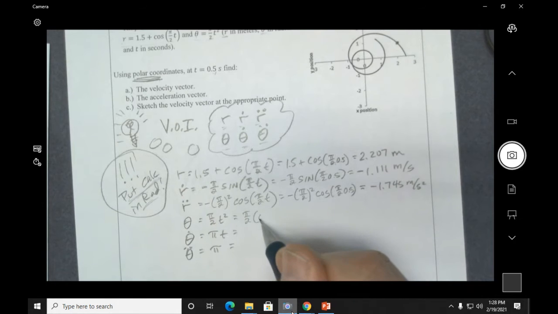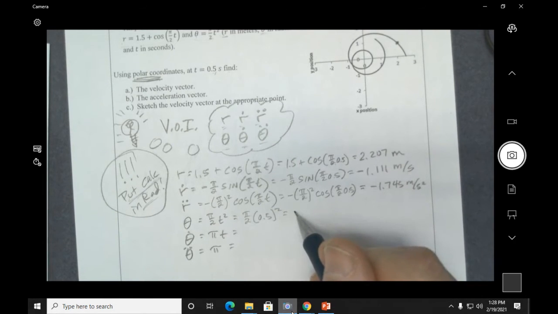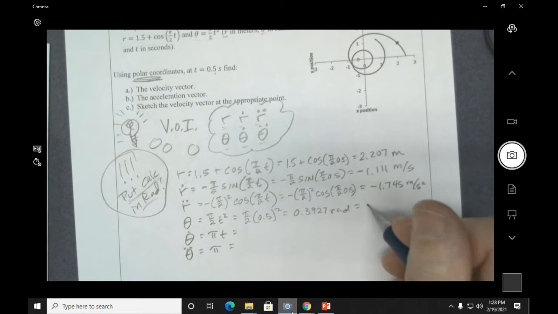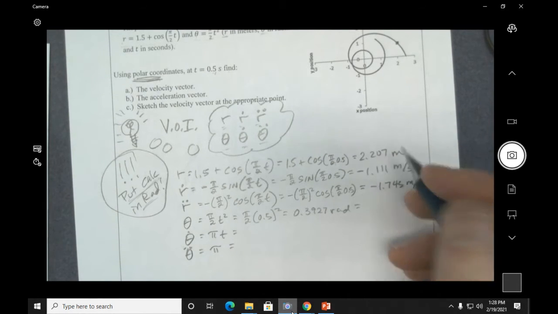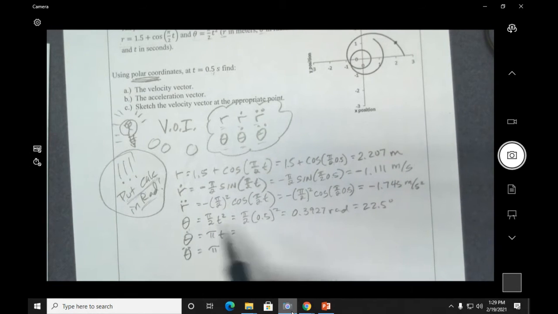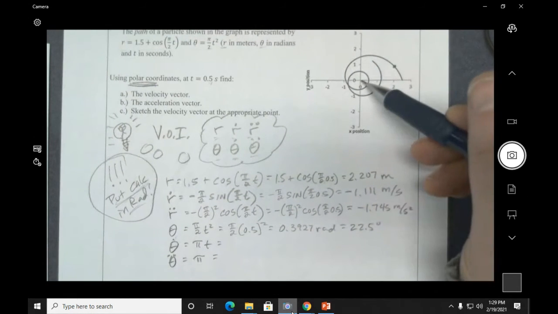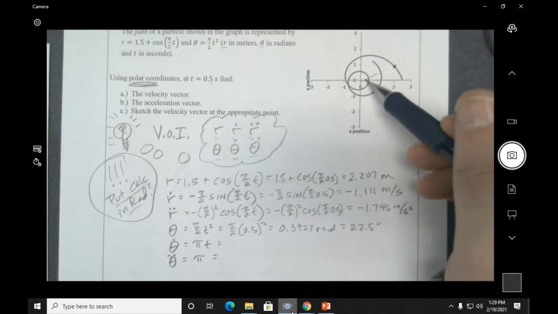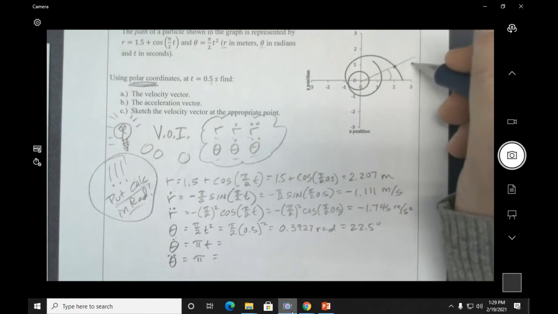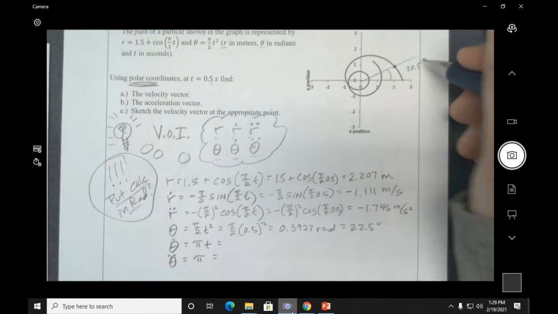Pi over 2.5 squared is 0.3927 radians. But I also might want to know, I could turn these radians into degrees, because that just might be something that's interesting to me when it comes to the theta. When I see this up here, I can look over there and I can go, that as shown right there, this is the 22.5 degrees.